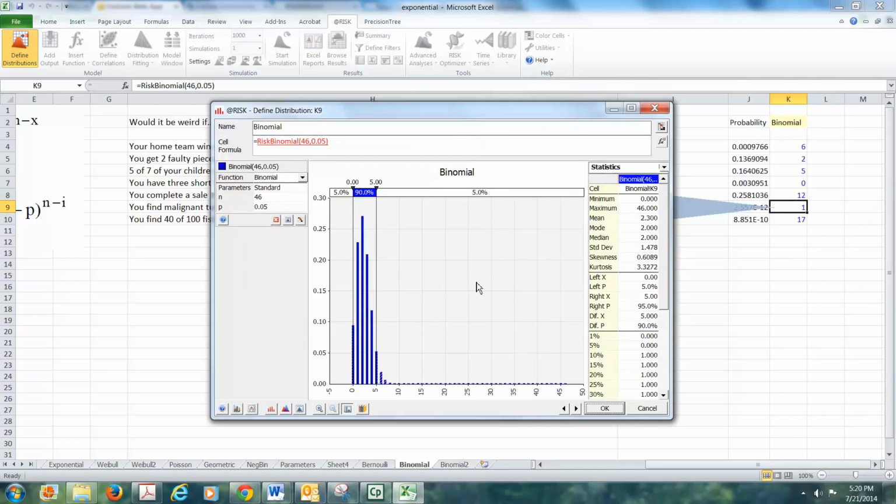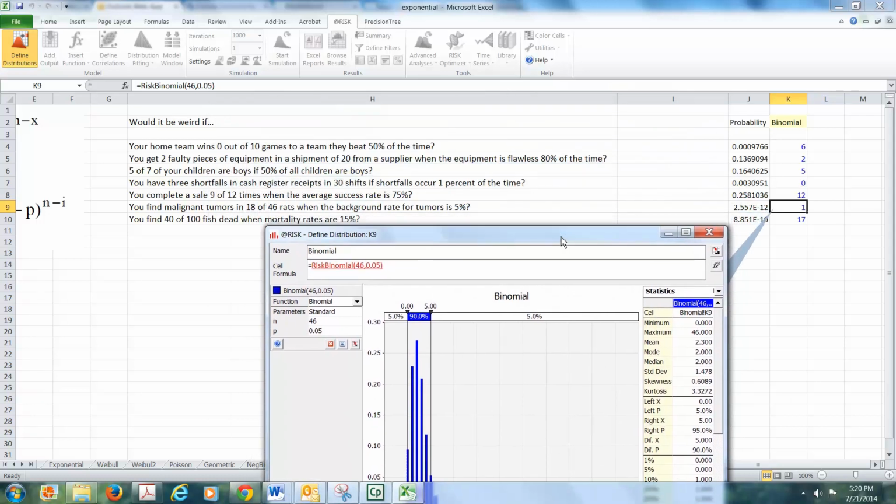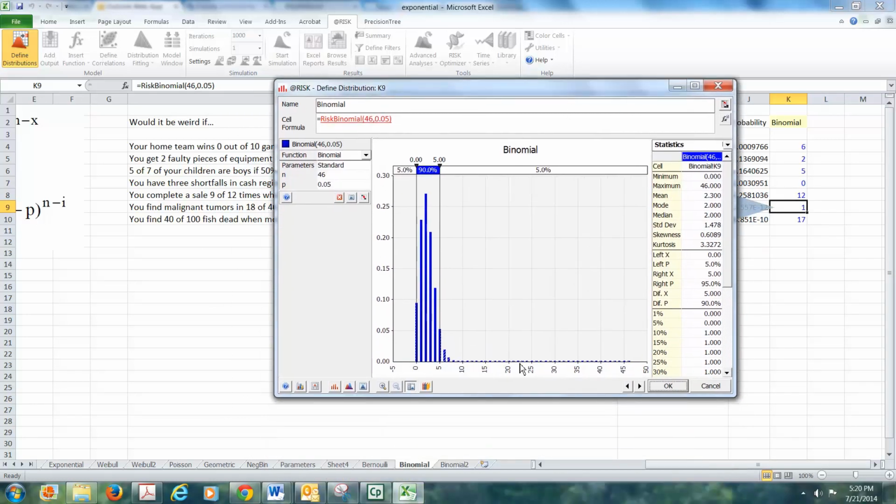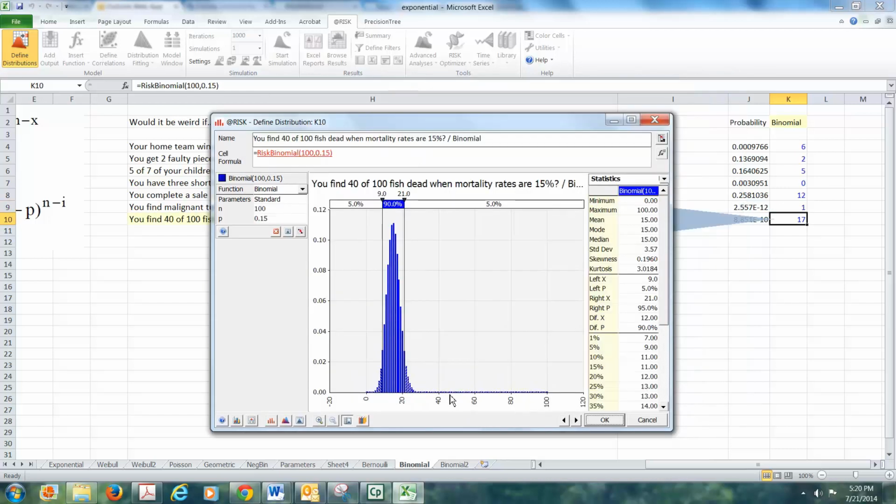These are the 46 different rats. And we're looking at 5% background of tumors, and 18 rats got tumors. That's an incredibly small number. It looks like there might be a better explanation for this than that we were just dumb lucky. And finally, for our 100 fish, we had 40 out of 100 that died, and you can see that also is incredibly unlikely. But what this binomial distribution has done for us is it showed us the variability in the world, the range of outcomes from no fish die all the way up to all of them die.